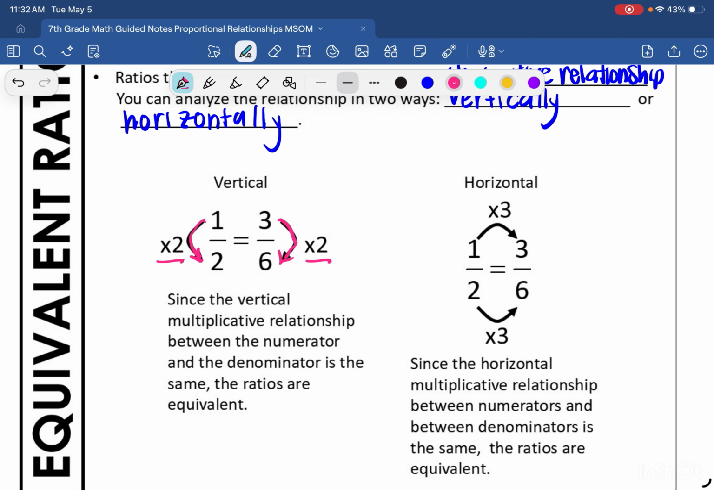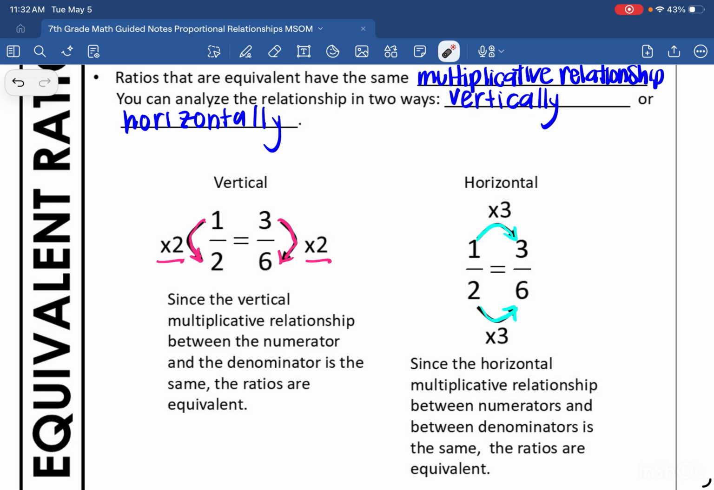This is also true if we look at the horizontal relationship. So numerator to numerator and denominator to denominator. So in this scenario, I can get from the numerators by multiplying by 3, and that is the same for the denominators. Since the horizontal multiplicative relationship between numerators and between denominators is the same, the ratios are equivalent.